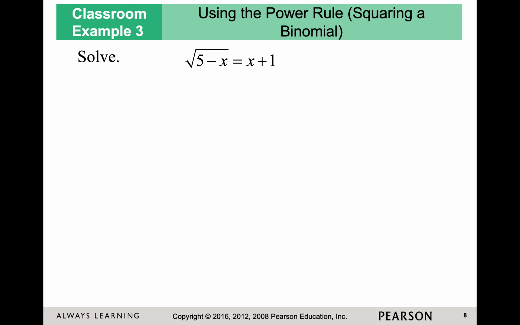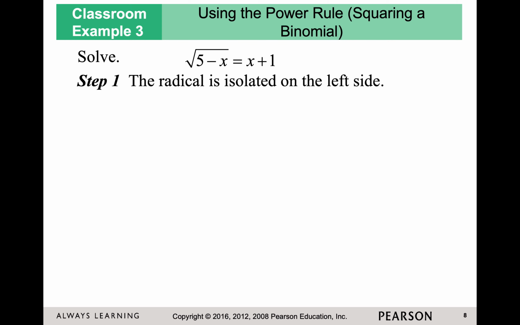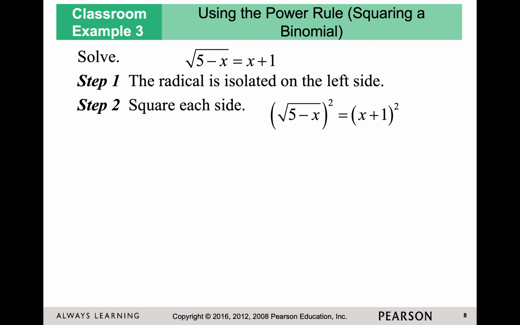Here, the radical is isolated, but we do have to square both sides. And when we do that, we have to FOIL. So on the left, the root will cancel out, but on the right, we have to do the FOIL process of x plus 1 times x plus 1. Notice that's not x squared plus 1. There is a middle term because I had to FOIL.